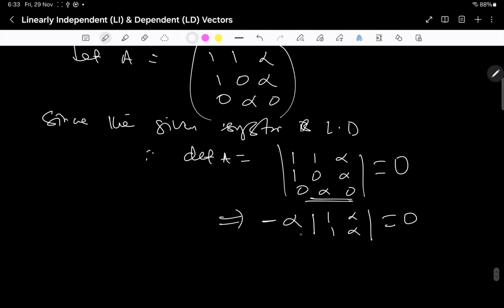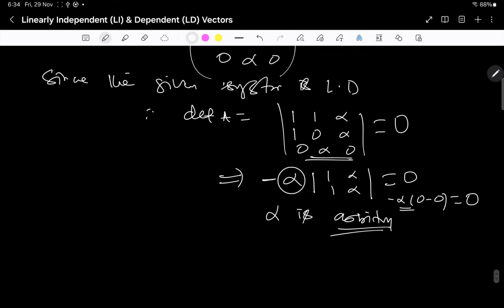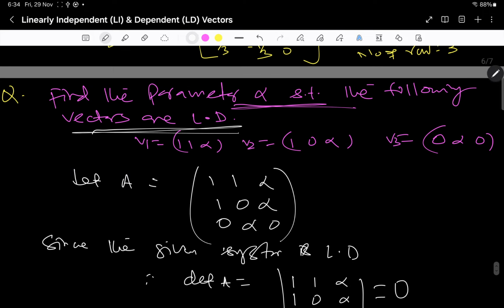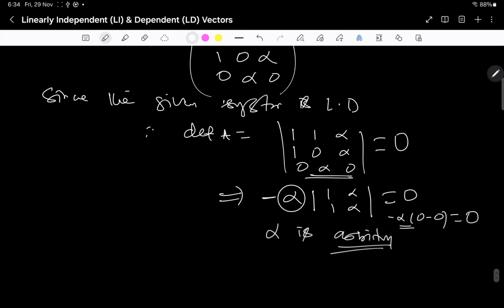So this alpha is arbitrary. If you put any alpha, it is arbitrary, because you see here minus alpha into 0 minus 0 is equal to 0. So by default alpha is anything, right? Alpha is arbitrary here. So to find the parameter alpha, the value of alpha is arbitrary.